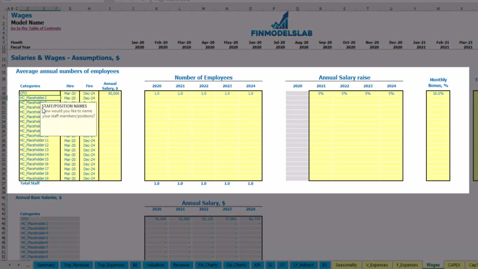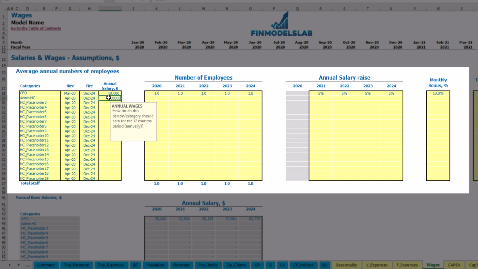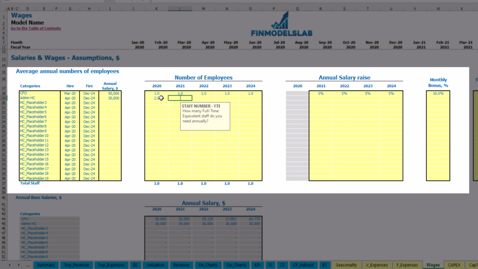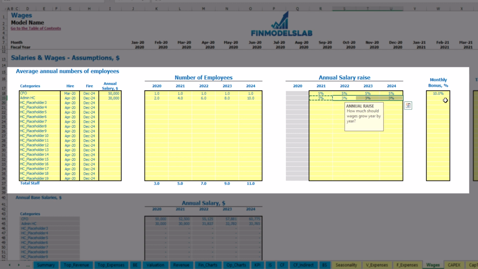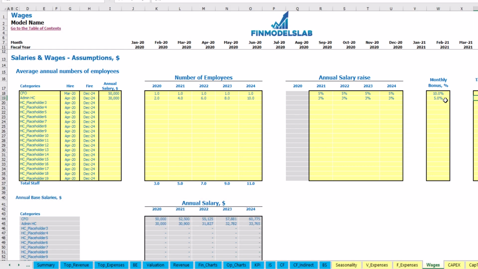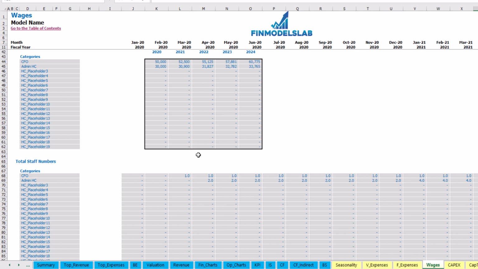Another option would be an admin account, which will start in April and will grow till the end of the model with an annual salary of $30,000. Let it be in year number 1, 2, then 4, 6, 8, and 10 headcounts, with 3% of annual salary growth, 5% of monthly bonus, and 5% of payroll tax rate.